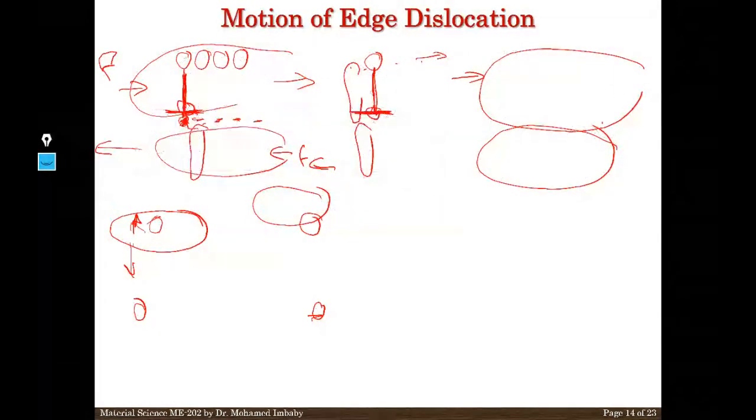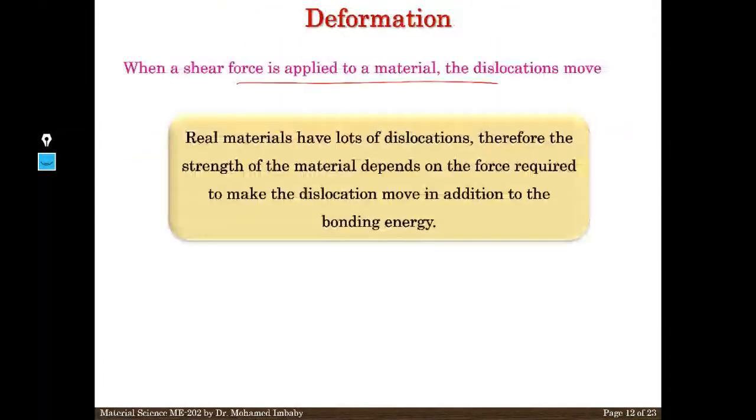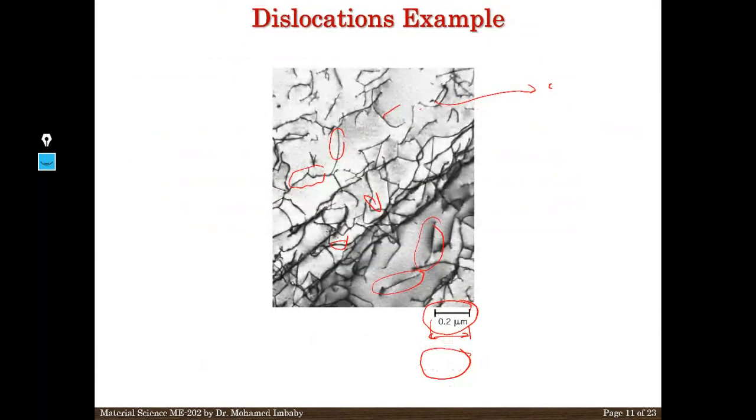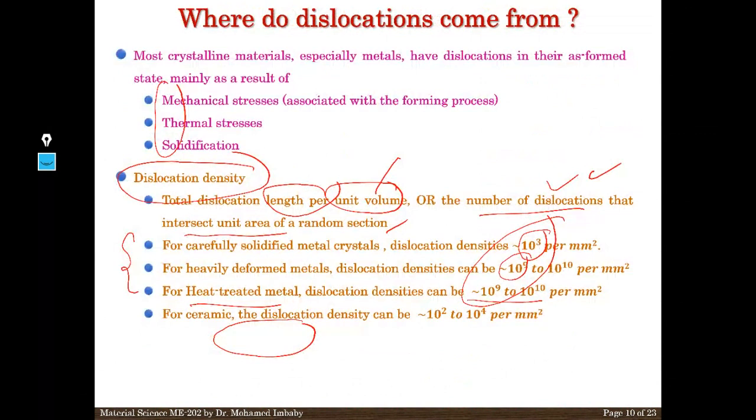Are you following? Yes, doctor. I need that one. This one is very important here. If I'm talking about the metals, as you have seen here, the metal has more dislocation, 10 power 10 or 10 power 9. If you are talking about the ceramics material, for example, where is the ceramics material? How much? 10 power 2 and 10 power 4. This is small compared to the metal.